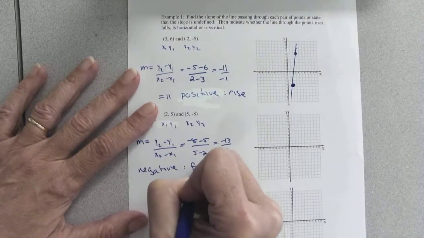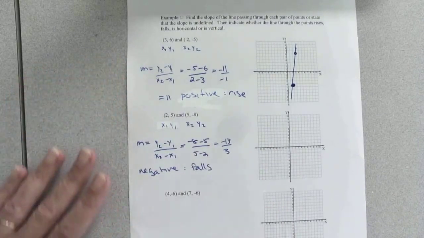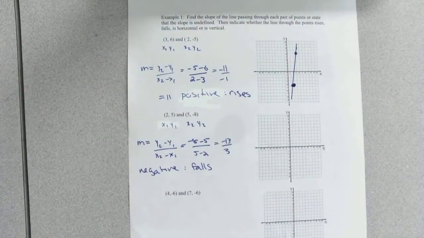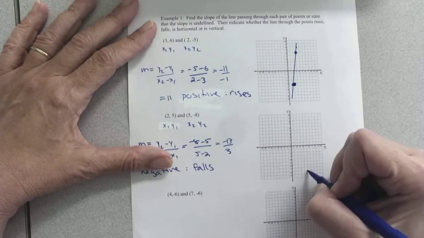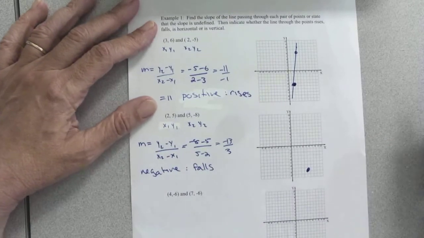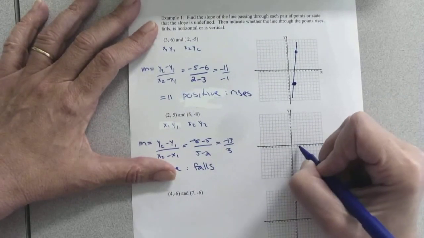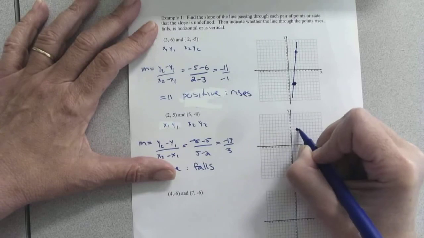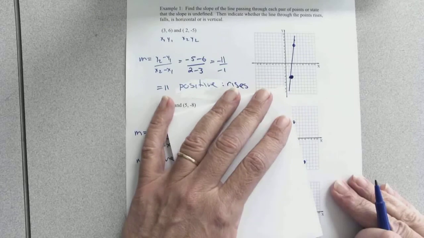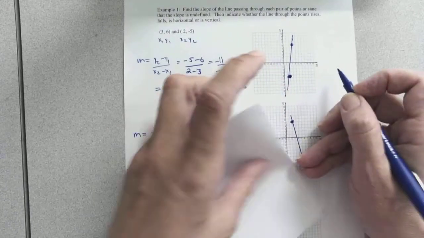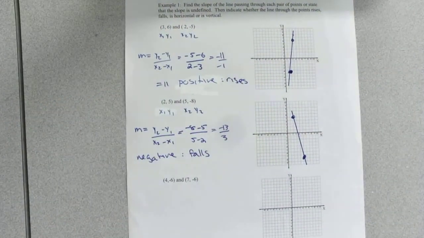That's negative, so we know that the line has to fall. And then just verifying that again, (5, -8) looks like it's right about there. (2, 5) looks like it's right about there. We connect those points, and indeed, we do see that the line is falling as we travel from left to right. When we talk about rising and falling, it's always as you trace the line from left to right.